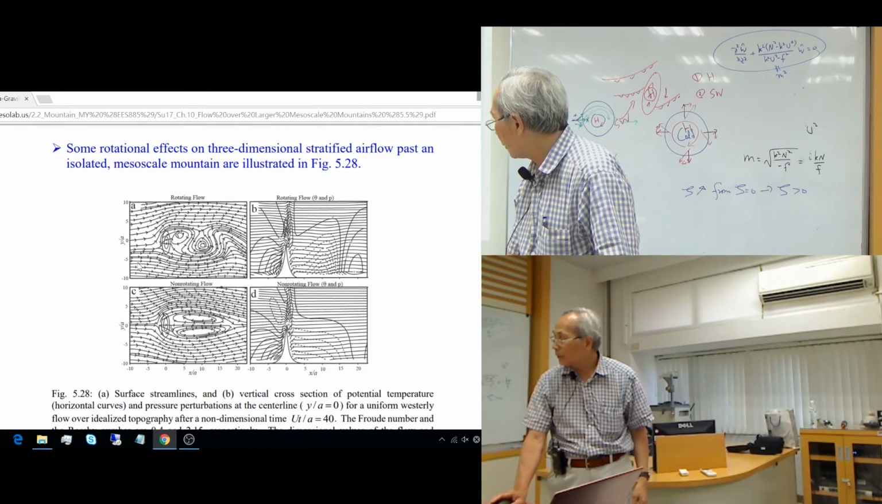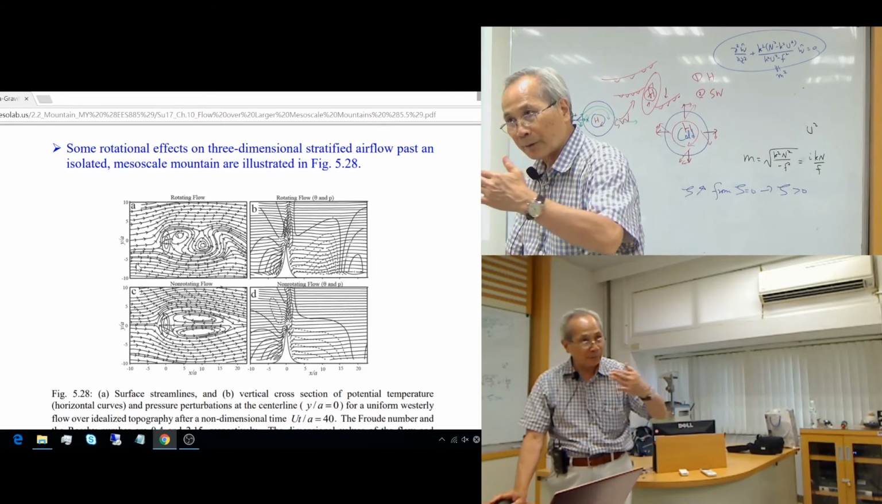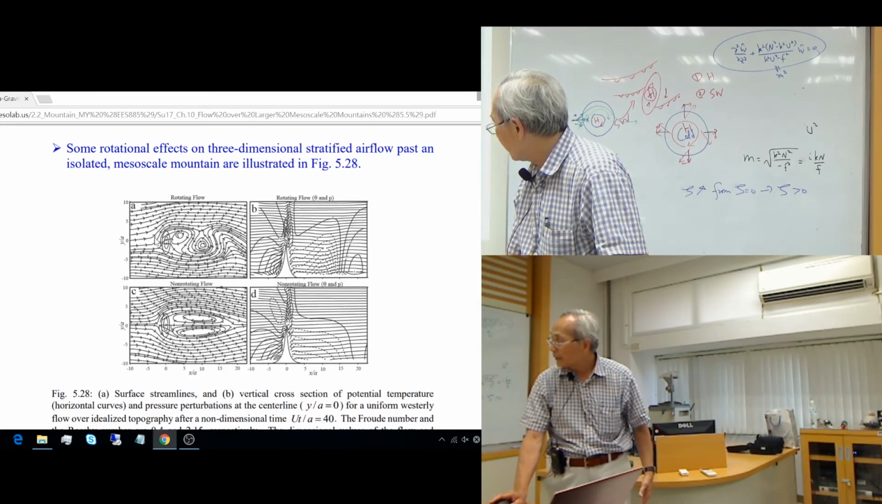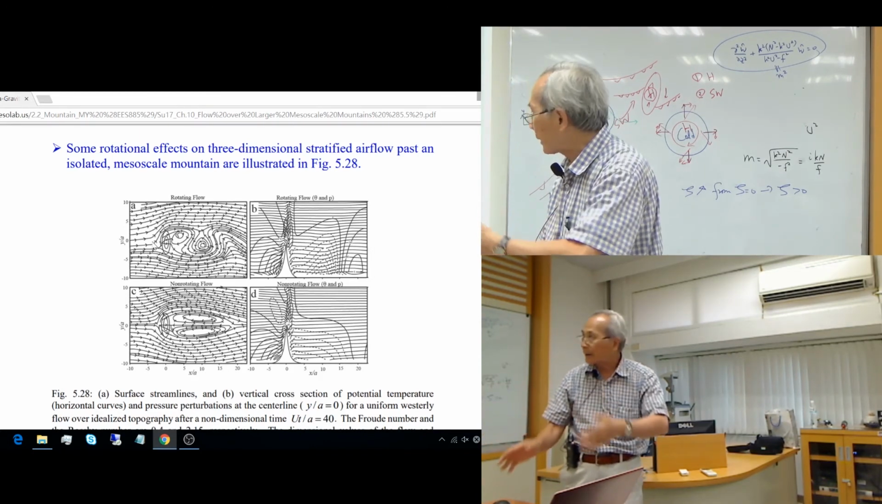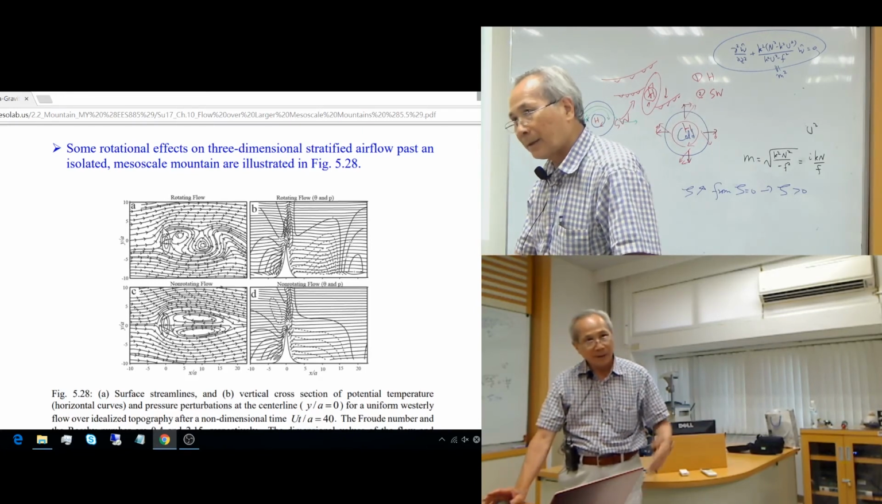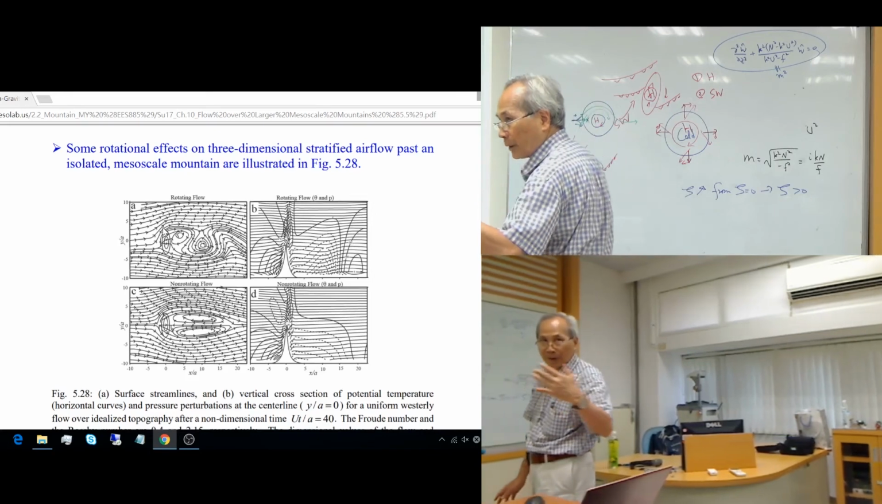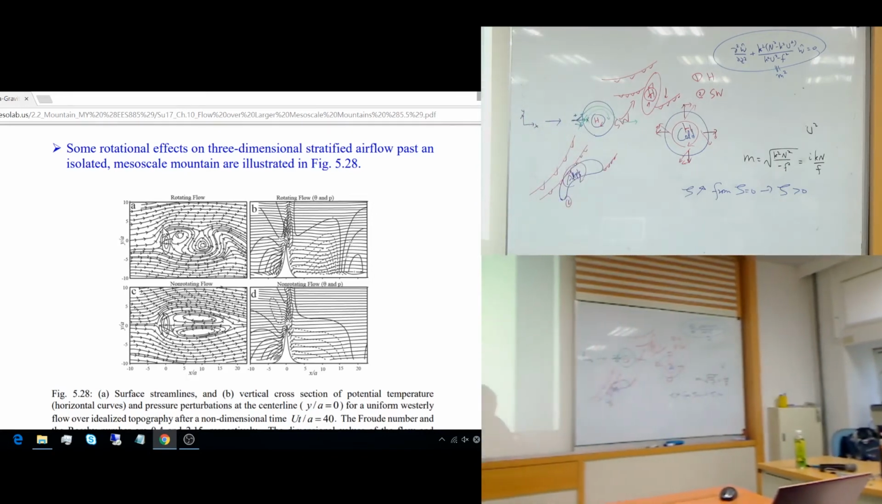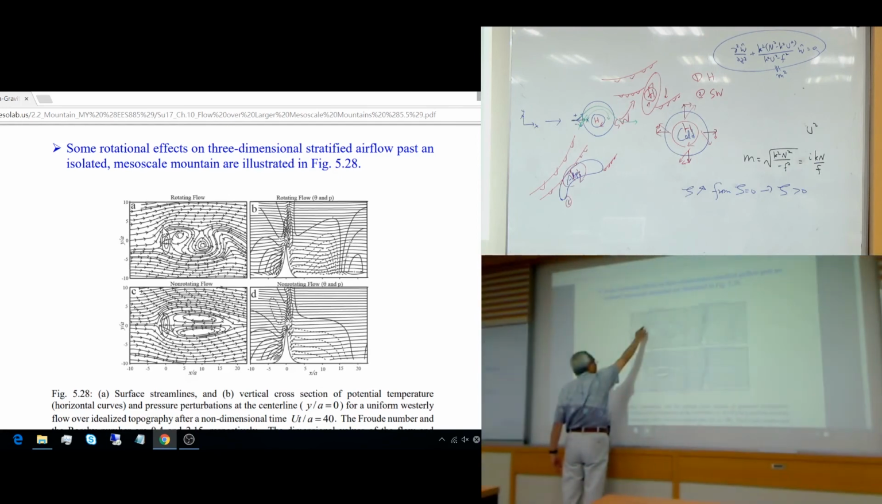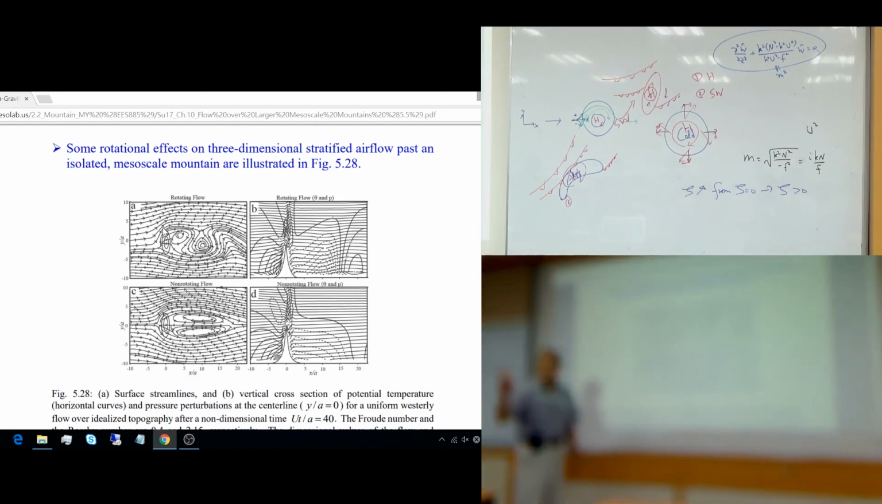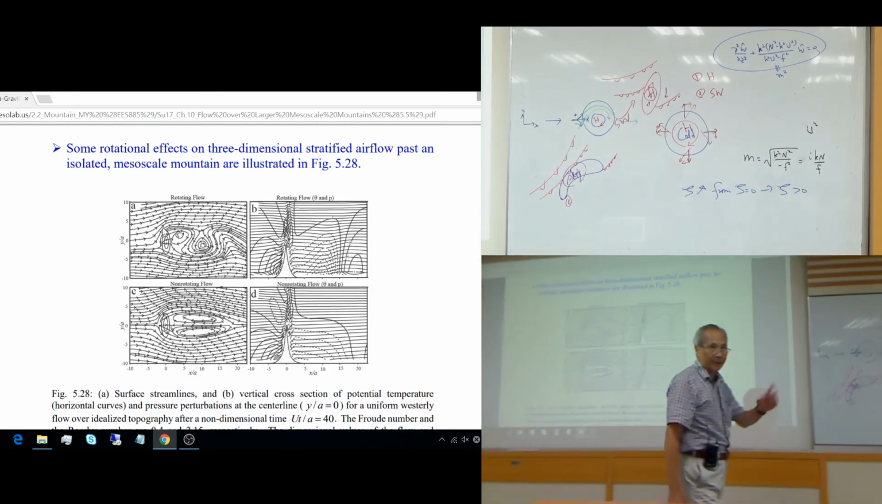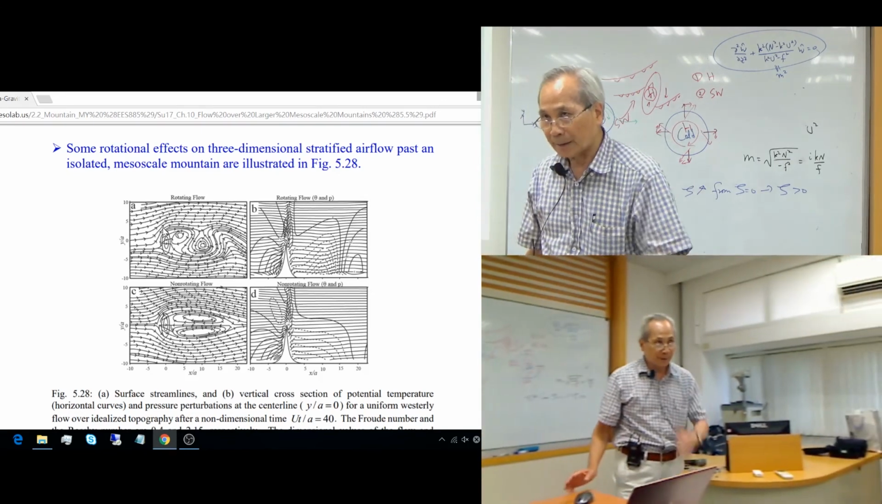Of course, partly also the southwesterly summer monsoon for Taiwan's case, coming from the southwest, adds to the strengthening of the barrier jet. So in Taiwan's case, in northwest Taiwan, under this southwesterly monsoon season, the rotating effects give us the best barrier jet compared to non-rotating flow. And the second reason is the southwesterly monsoon also contributes to strengthening that. So we have two reasons for the barrier jet being produced over northwest Taiwan.